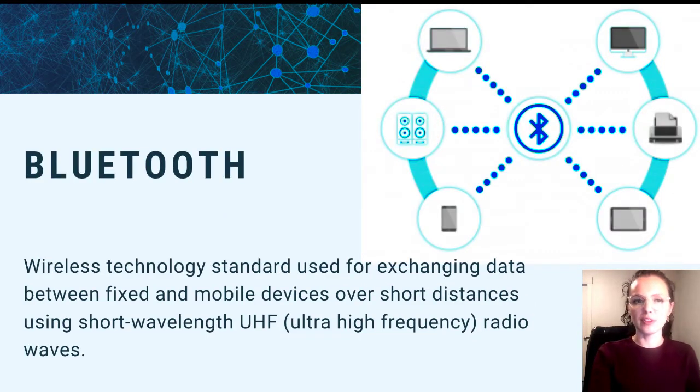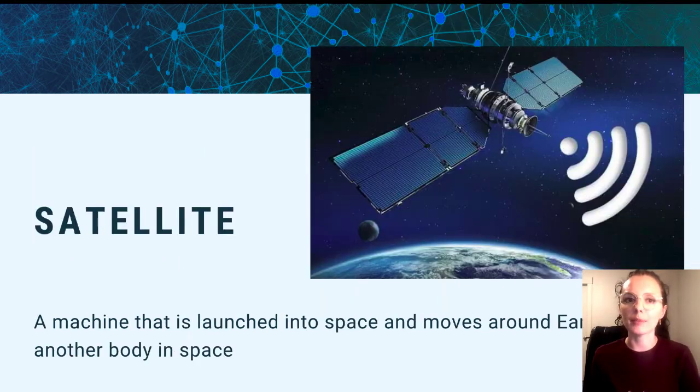All right, Bluetooth is the second form of unguided media that we're going to talk about, and we are all familiar with Bluetooth. We use this in our phones with our headphones. It's a wireless technology standard used for exchanging data between fixed and mobile devices over short distances using short wavelength, ultra-high frequency radio waves. And you're going to want to dig into Bluetooth and get a better idea and a better picture of what it is. It's a really neat technology commonly used as unguided media nowadays.